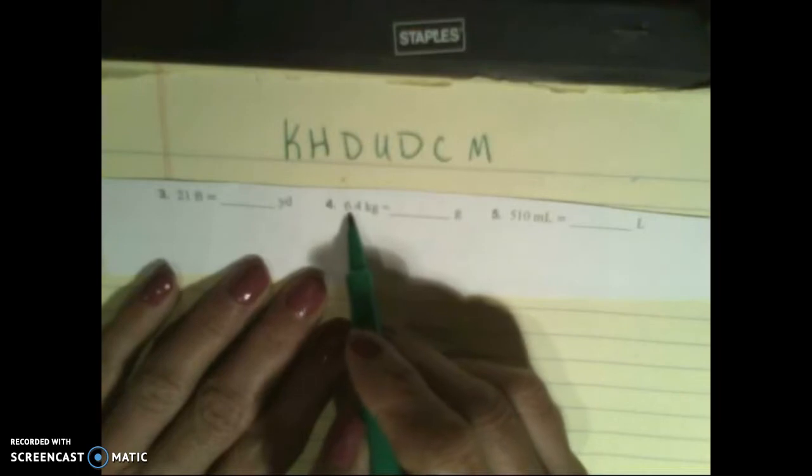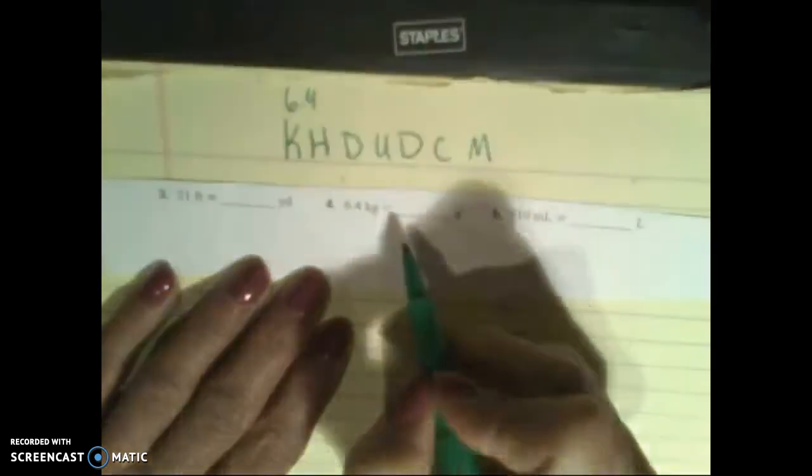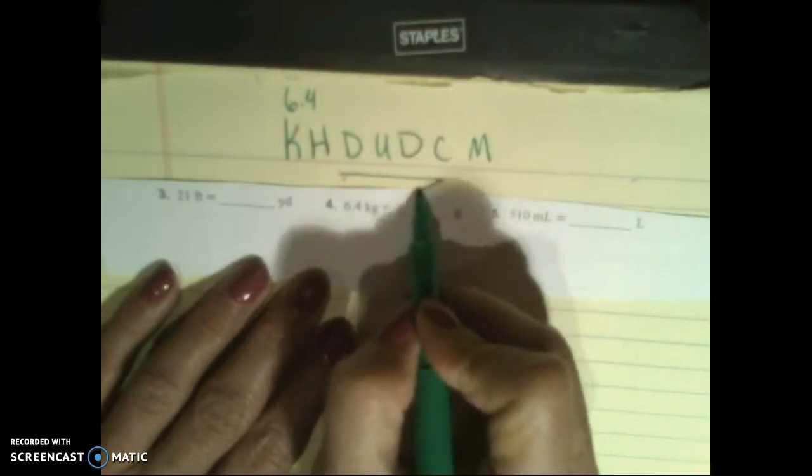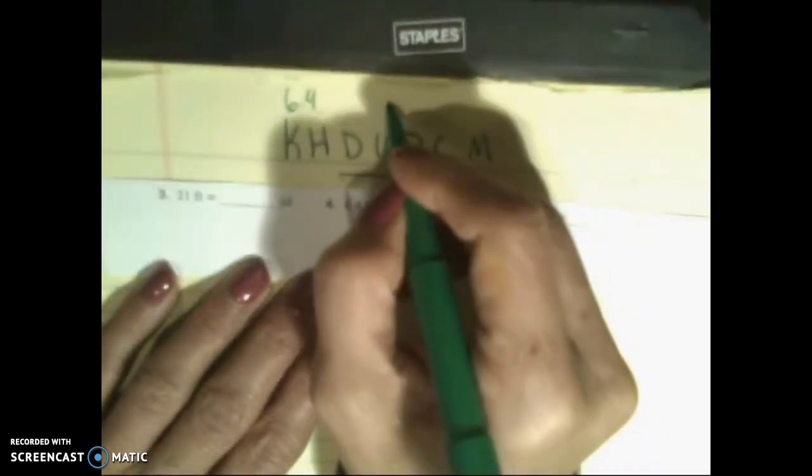So if I look at this 6.4 kilograms, 6.4 kilograms is here, 6.4. And I want to move to grams. So I'm moving this way. I want to get to grams. Here's my grams.